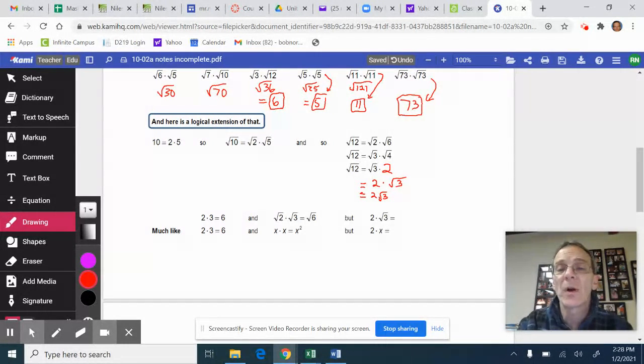Now, here's the reason why we prefer as mathematicians to rearrange the order of the terms so we have the whole number in front and the radical term last, because we want to avoid the potential confusion when somebody might write something like this.